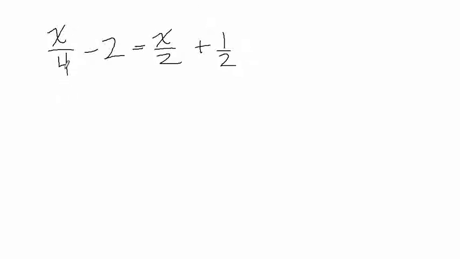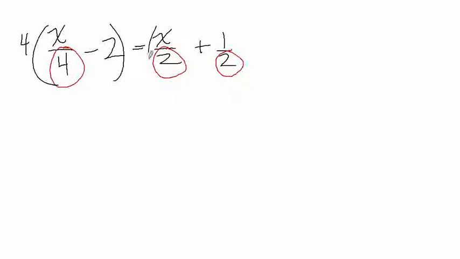Looking at the three denominators, I'll go ahead and circle them. You should be able to see that the least common denominator is 4. So therefore, I'm going to multiply both sides by 4. And we know from algebra that we are allowed to multiply both sides by the same thing. Now I'm going to distribute the 4 into the binomial. So 4 times x over 4 gives x, and then 4 times minus 2 gives minus 8. And then 4 times x over 2 gives 2x. And then 1/2 times 4 gives 2.